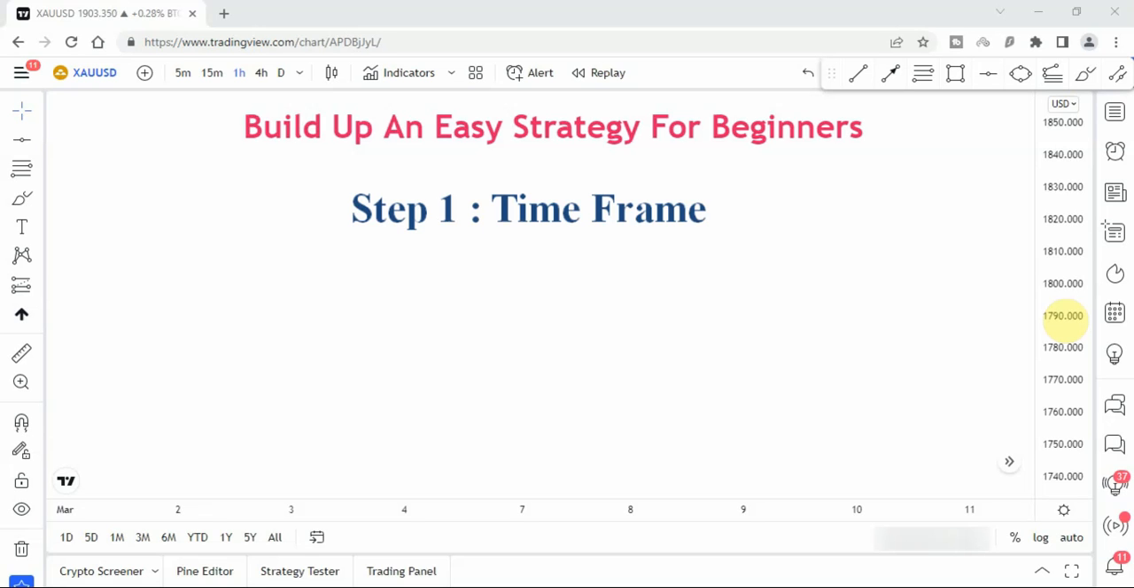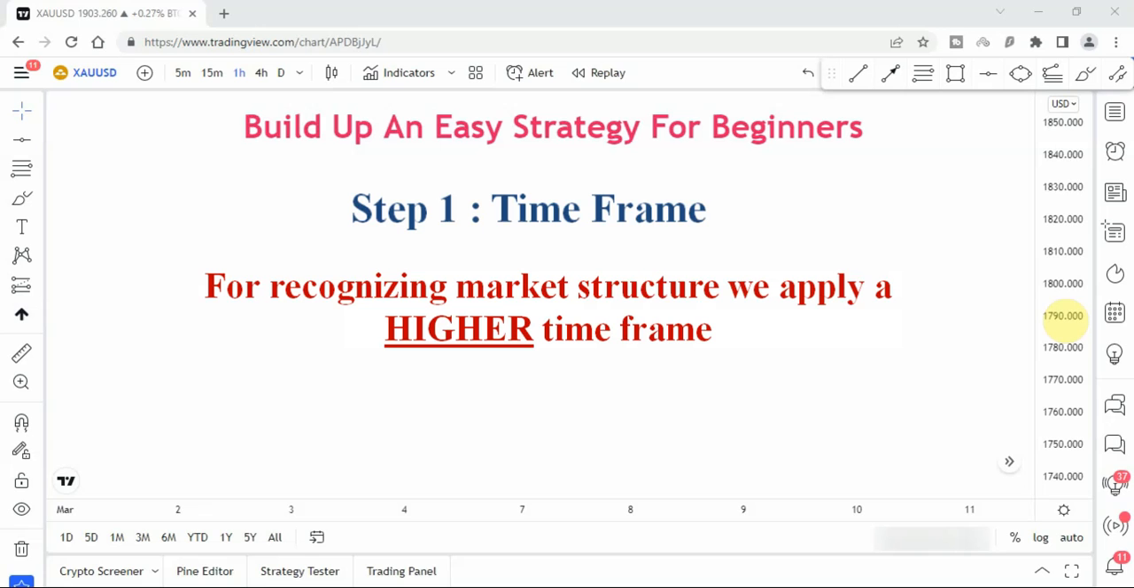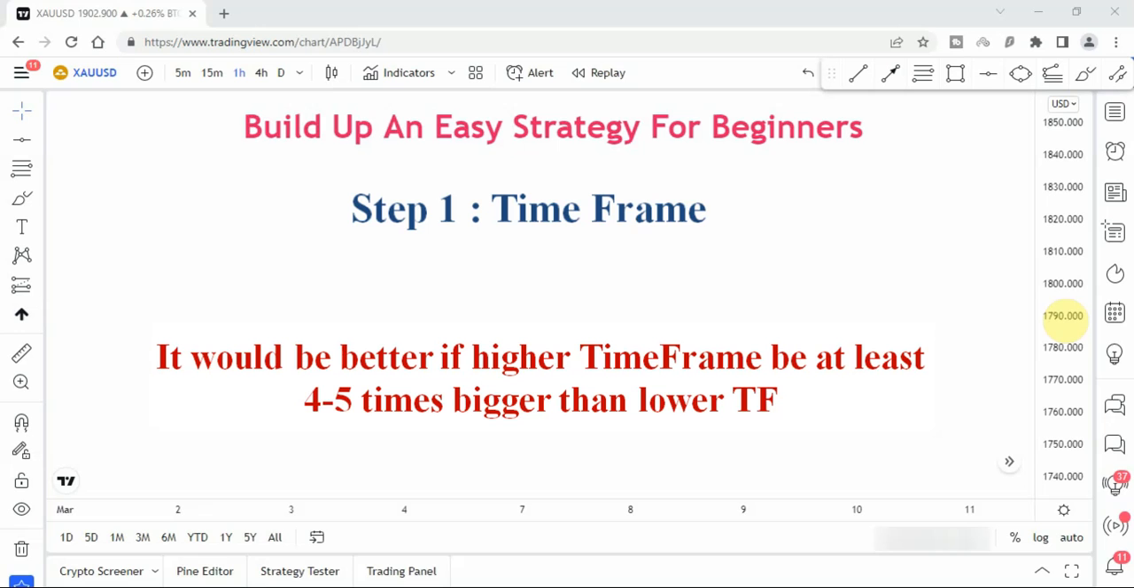Step number 1. Time frame. First of all, we should determine the higher and lower time frames. So, what do I mean by higher and lower time frames? Well, for recognizing the market structure and dominant trend, we apply a higher time frame. It would be better if the higher time frame is at least 4 to 5 times bigger than the lower time frame.